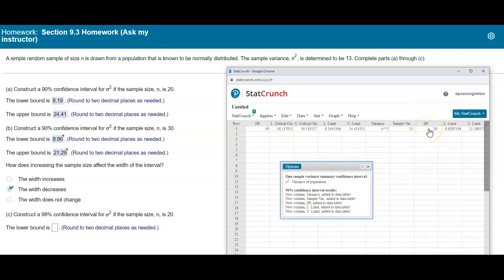So this is the degrees of freedom, 29. Remember, degrees of freedom is just n minus 1. So that's a way to pay attention to what we're doing here. So the lower limit is 8.86 and the upper limit is 21.29. All right, so I hope this helps.